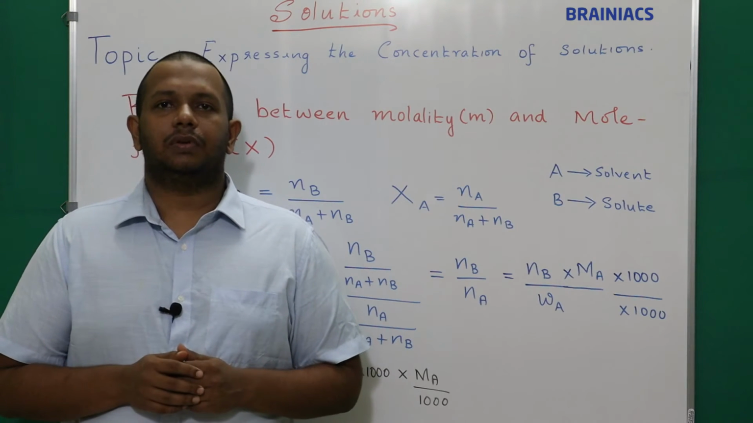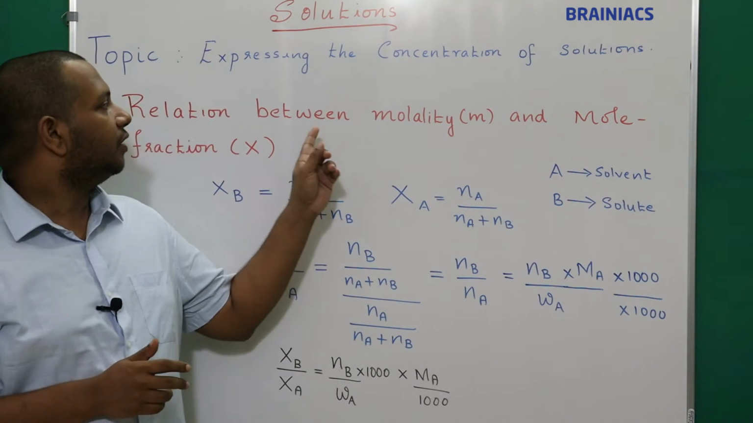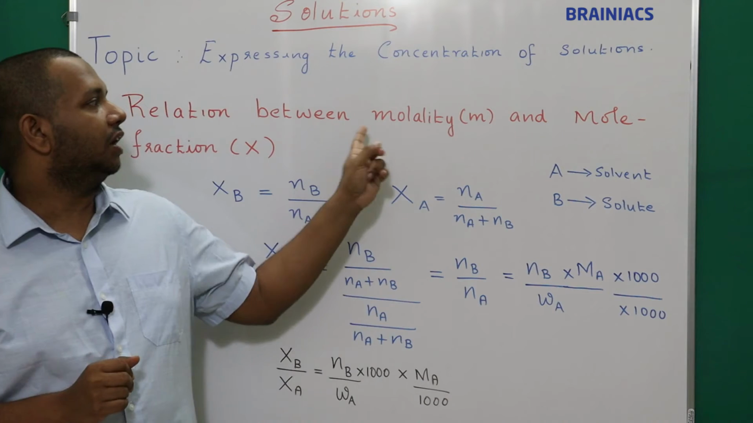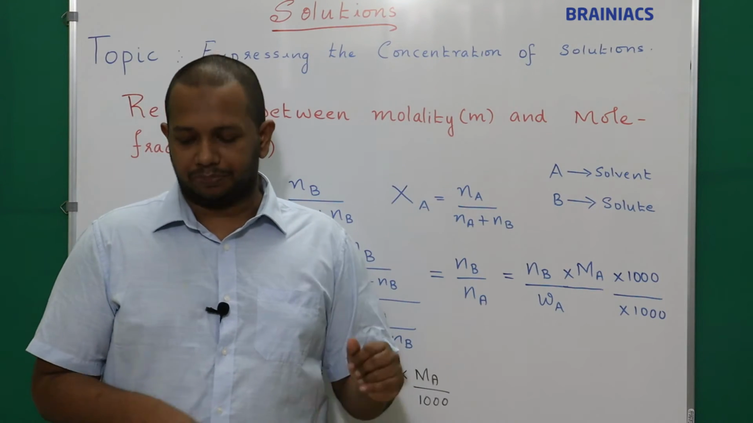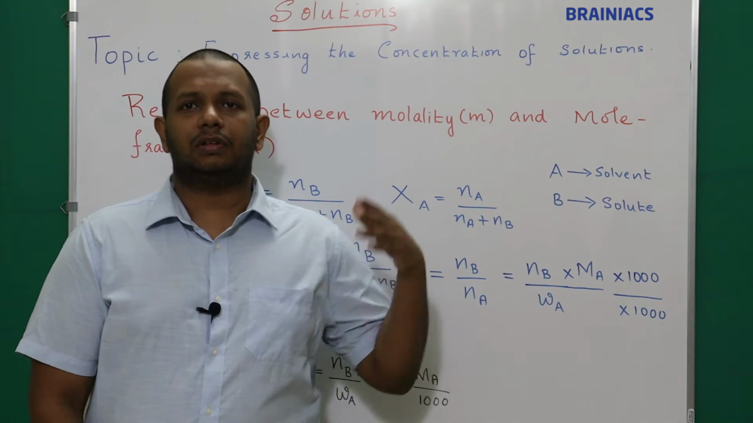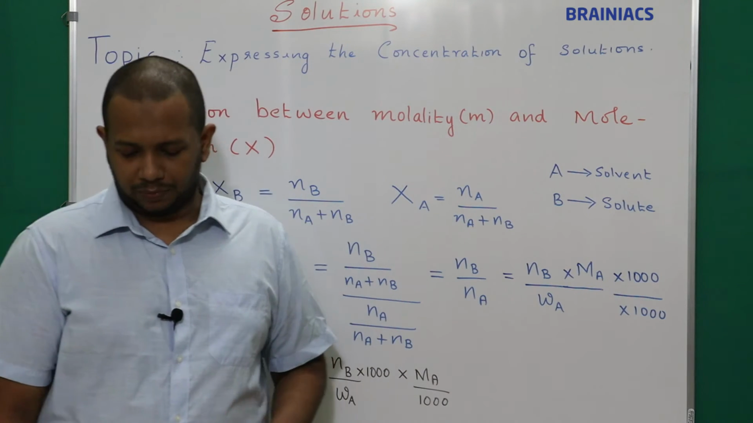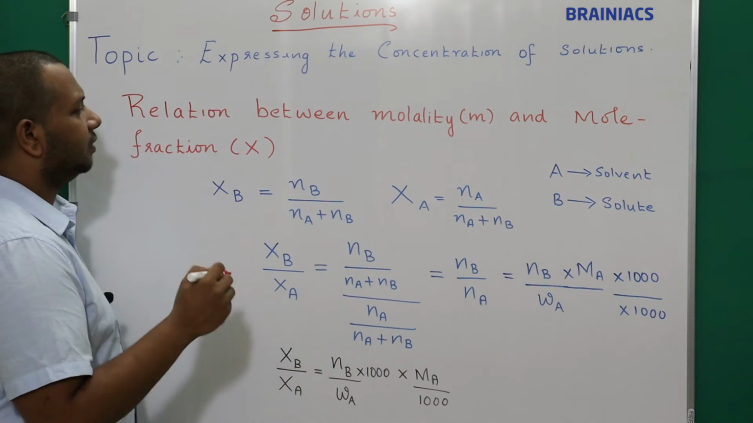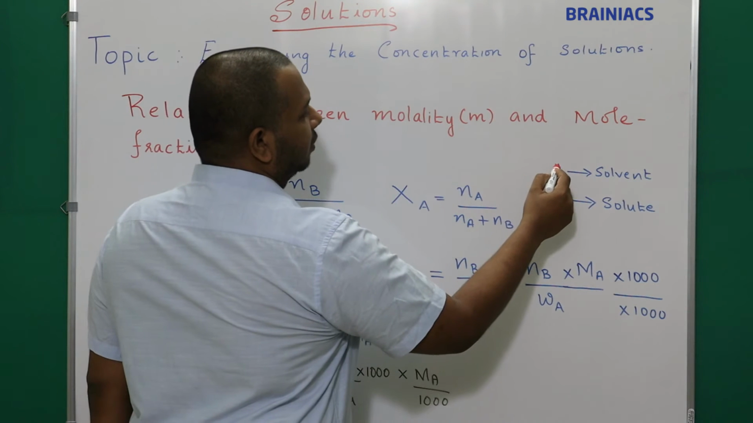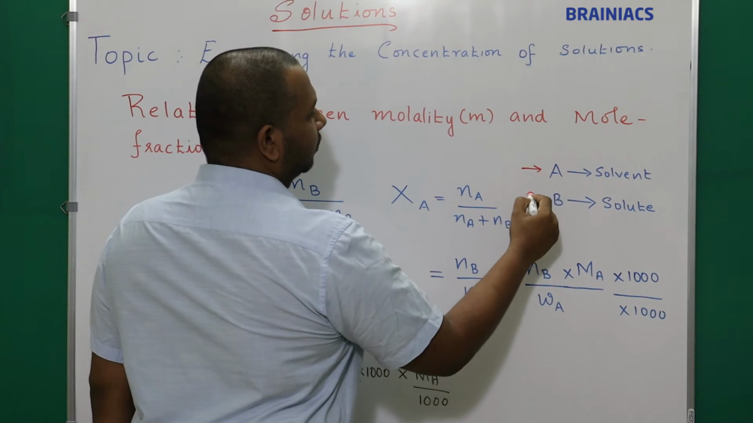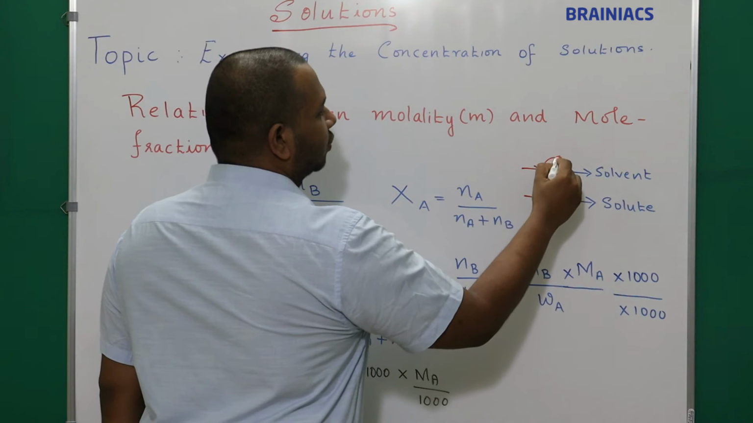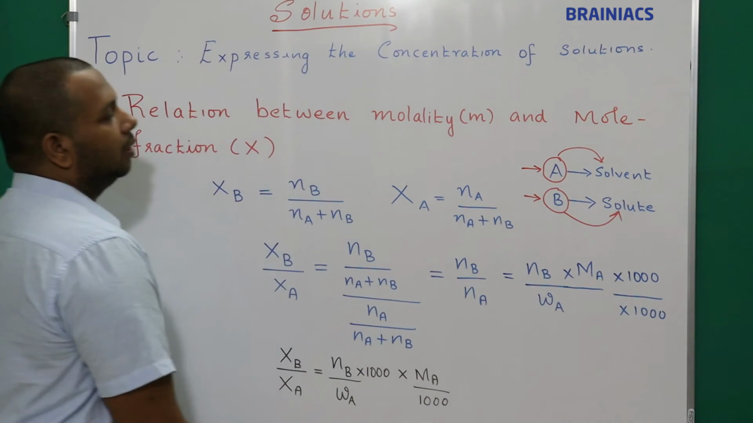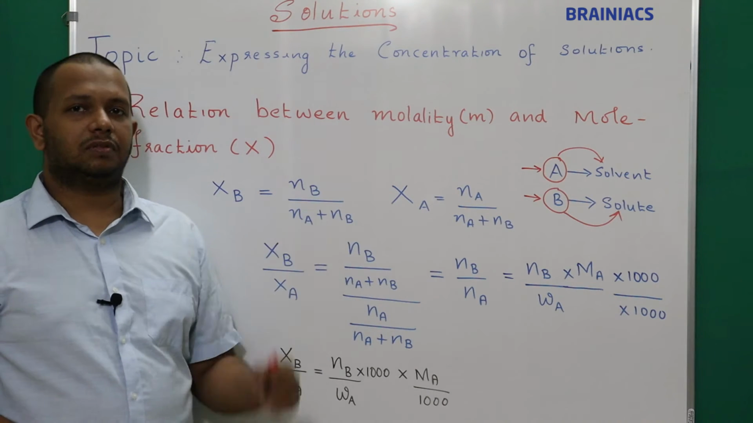The next topic we are going to deal with is the relation between molality, small m, and mole fraction. Hope you remember these terms. This is also one important topic; they used to ask questions based on these two. So we will see how to do that. Very simple. To derive this, first we take a binary mixture, which means you have two components. Here we assume A as the solvent and B as the solute.